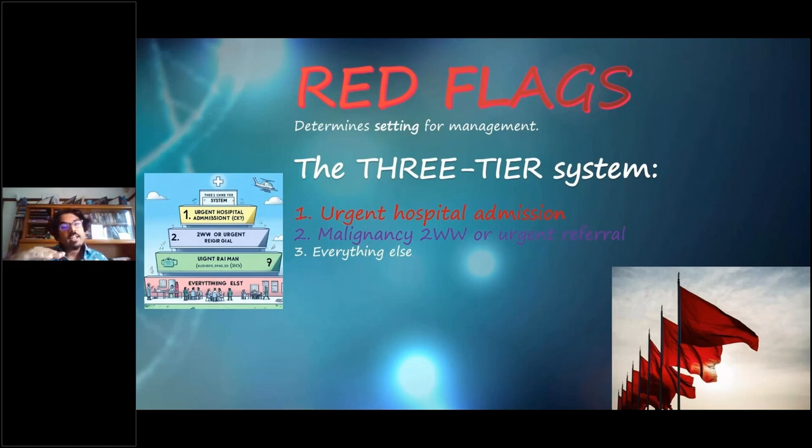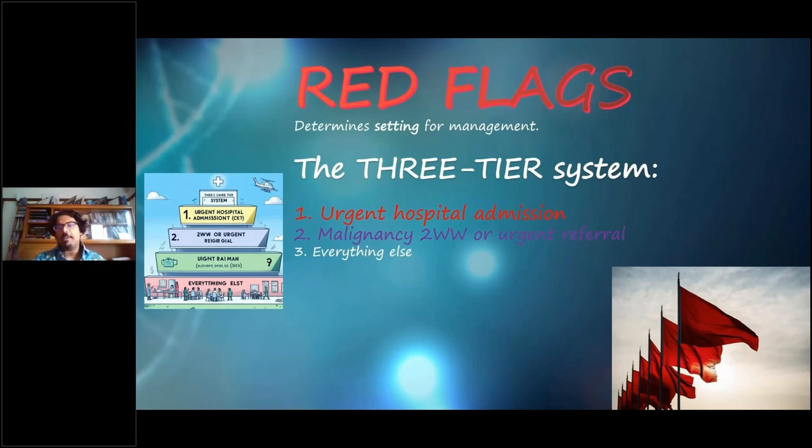Do they fulfill any criteria for malignancy or an urgent referral? So within the next 2 weeks or within the next couple of days to be seen in our patient setting potentially, but not for the same day admission. So that would be your second tier. And if it fulfills that criteria, of course, go along those lines and do that. If none of those first two criteria are fulfilled, then we deal with everything else.